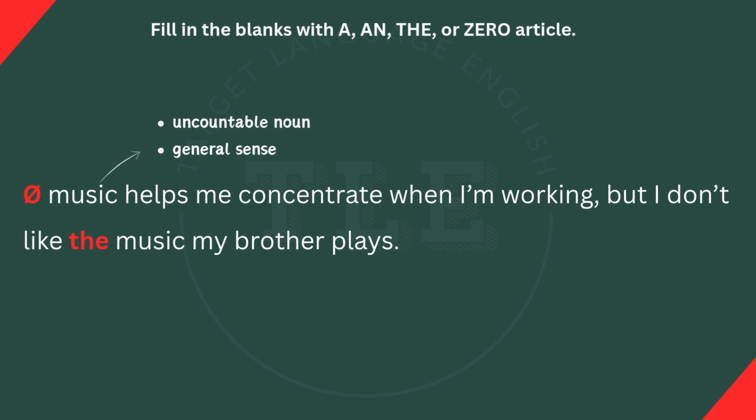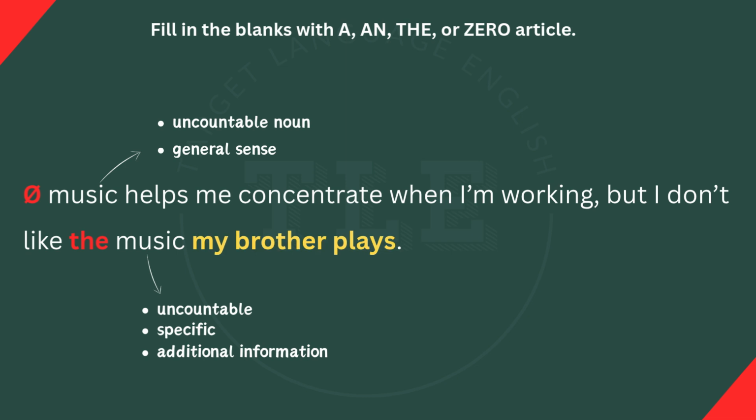In the first instance, we used the zero article because music is an uncountable noun used in a general sense. We are talking about music in general, not any particular music. In the second instance, we use the definite article the. The noun music is still uncountable, but it is no longer general. It now refers to specific music identified by the words my brother plays. This extra information tells us exactly which music we mean, so we use the definite article the.